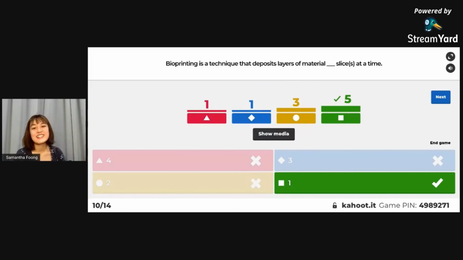Okay, the correct answer is one slice at a time. So the way 3D printing works, well, let's talk about 3D printing now, is that it slices your object into these tiny layers, and the printer will actually print one layer at a time. And the same concept is used for bioprinting. So it will slice, let's say, an organ or a piece of tissue like a meniscus into lots of little tiny layers, and it will print every layer slowly. So just one slice or layer at a time.